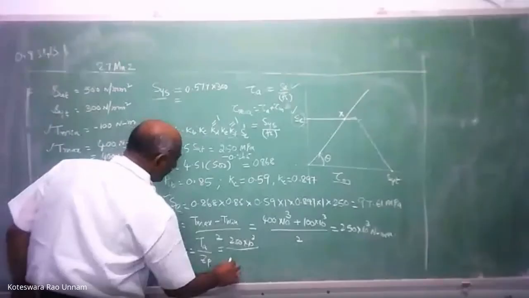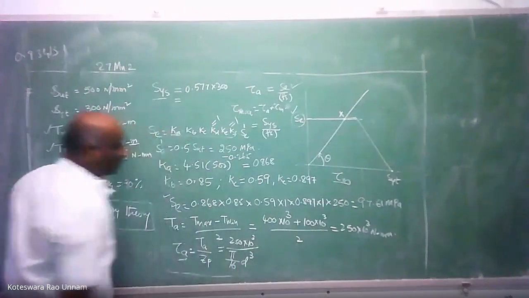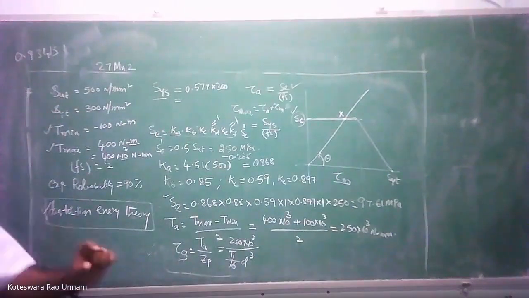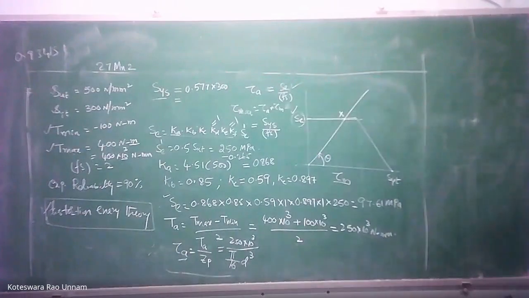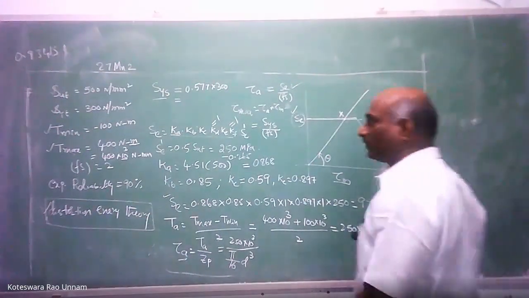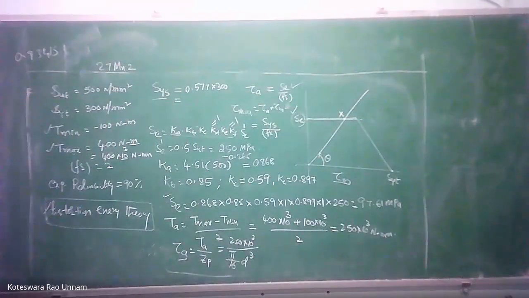divided by the polar section modulus, which is nothing but π by 16 d cube, where d is the diameter of the shaft in mm. So the polar section modulus for a circular shaft is nothing but π by 16 into d cube. Of course, we are assuming it is a solid shaft, not a hollow shaft. So that's it, I have the equation for tau.